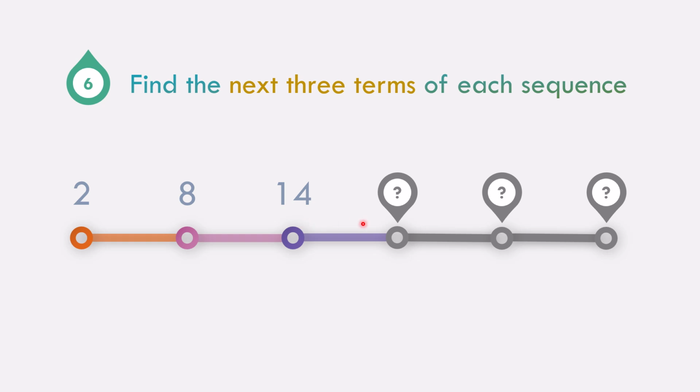So it means 14 plus 6 is 20. 20 plus 6 is 26. 26 plus 6 is equal to 32. So the next three terms are 20, 26, and 32.